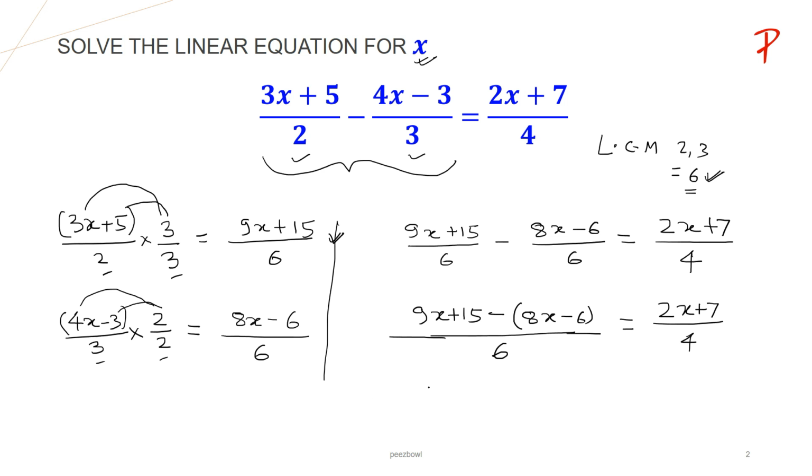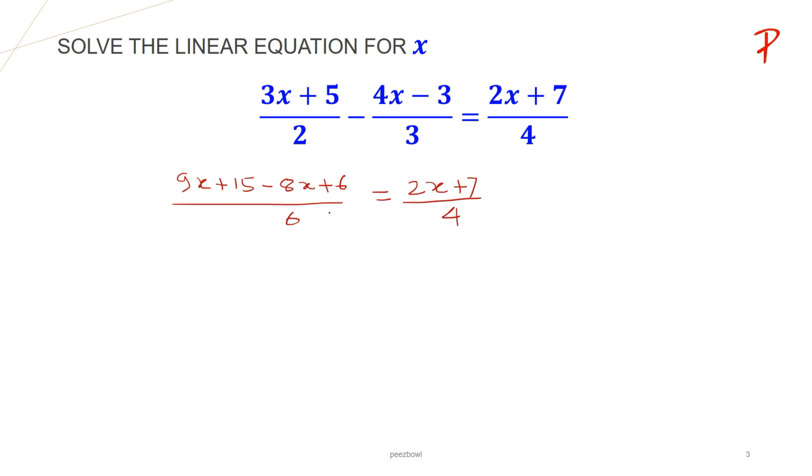Here we have 9x + 15, and here 8x is nothing but +8x, right? So when a minus sign is multiplied by a plus sign, we get a minus sign. Then we have 8x, and here when minus is multiplied by a minus sign, we get a plus sign, so we have plus 6, upon 6 is equal to (2x + 7)/4. Okay, I will go to the next slide and continue solving this equation.